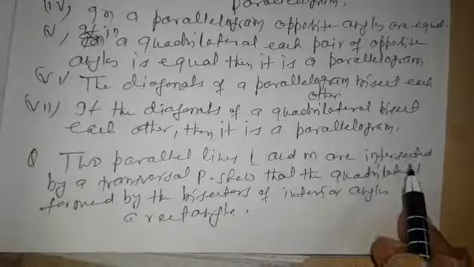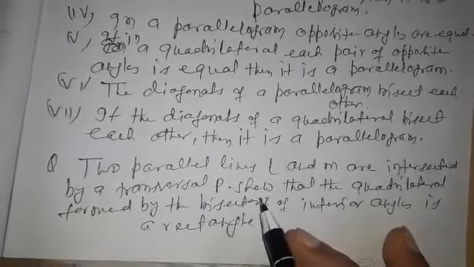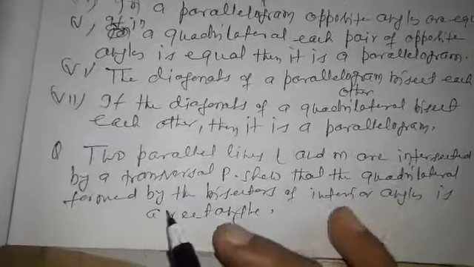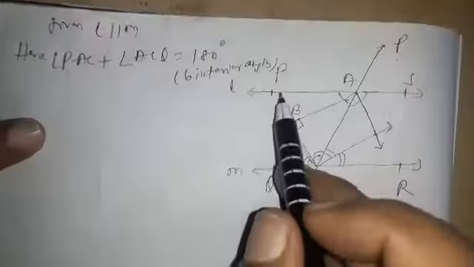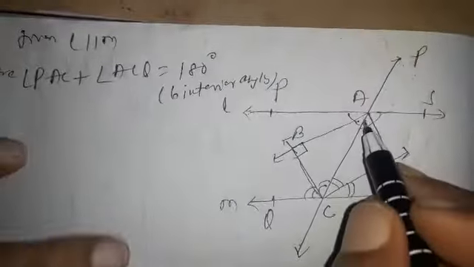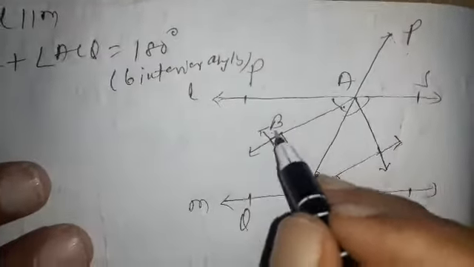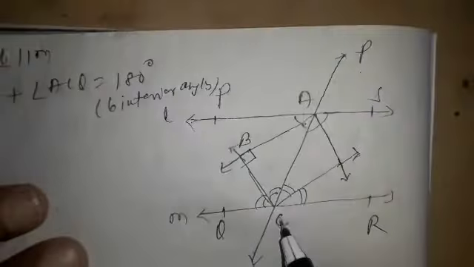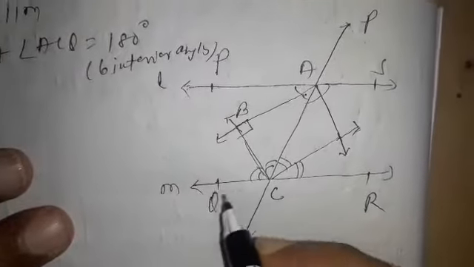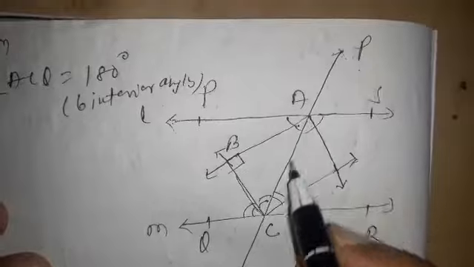Now we have a question. Two parallel lines L and M are intersected by a transversal P, so that the quadrilateral formed by the bisectors of interior angles is a rectangle. Given L and M are parallel to each other and P is a transversal. Here we have to show: AB is the bisector of angle PAC and CB is the bisector of angle QCA.